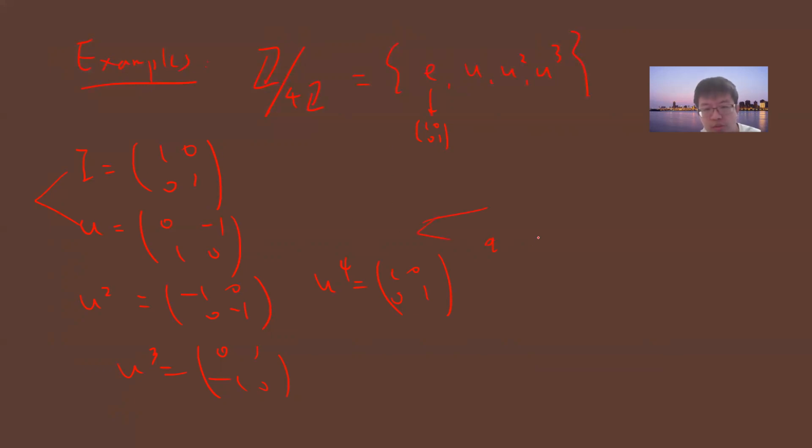So this is a group representation. This map with this 2-dimensional vector space is a group representation.